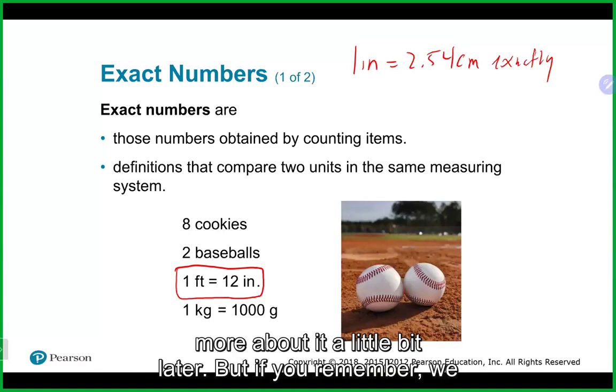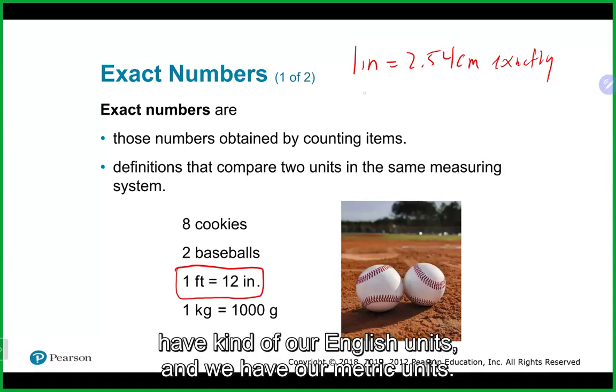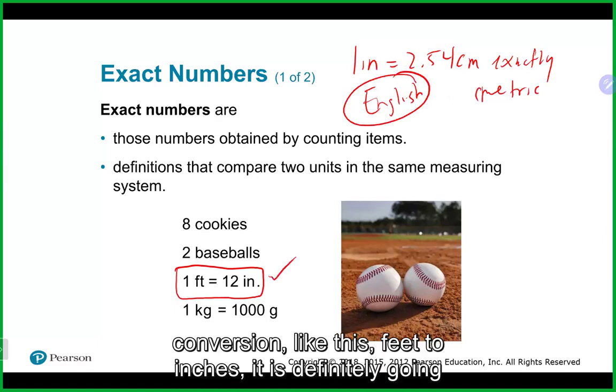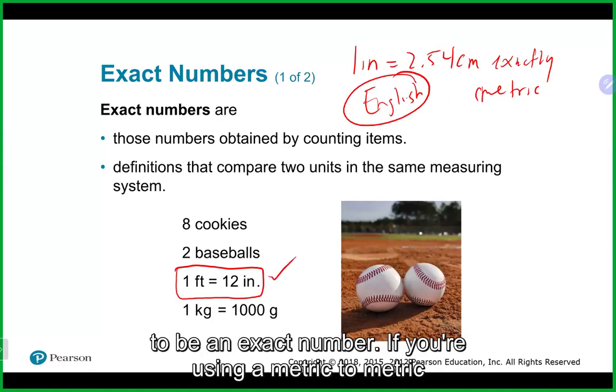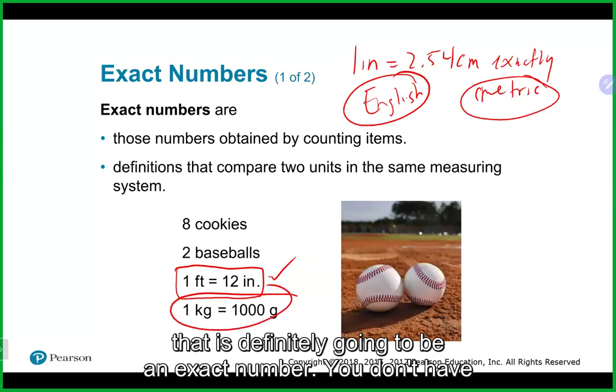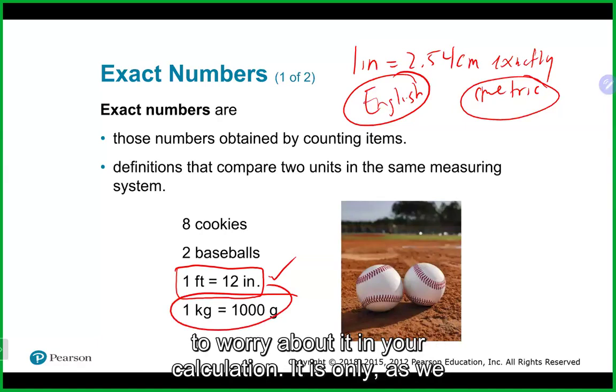Now, we'll talk more about it a little bit later, but if you remember, we have our English units and we have our metric units. And definitely, if you are using an English to English conversion like this, feet to inches, it is definitely going to be an exact number. If you're using a metric to metric conversion, like this one underneath it, that is definitely going to be an exact number. You don't have to worry about it in your calculation.